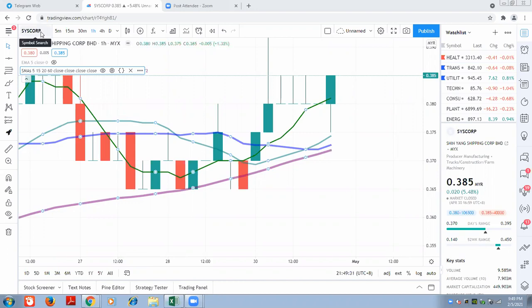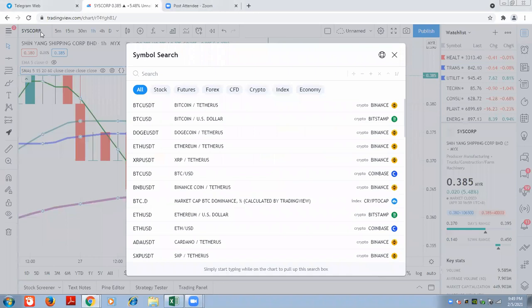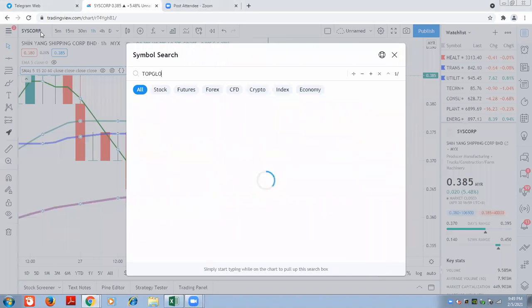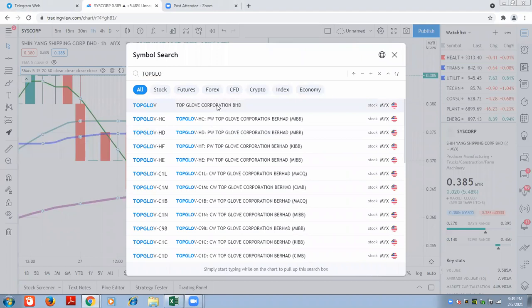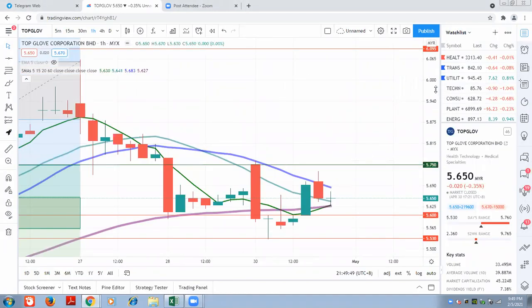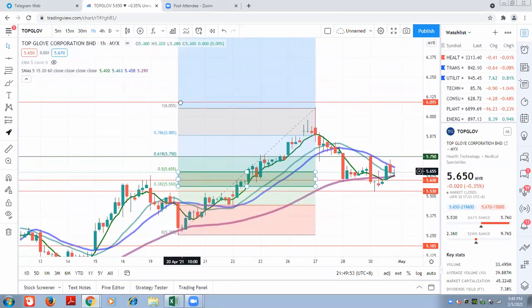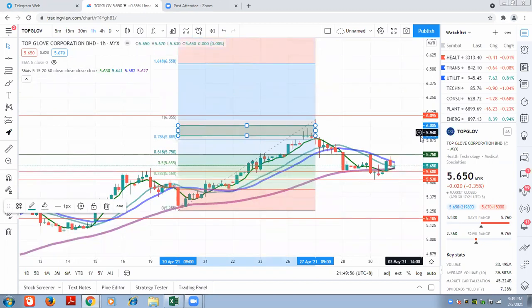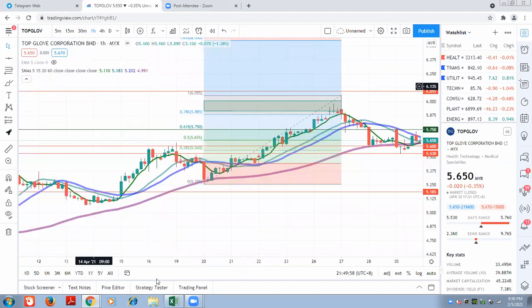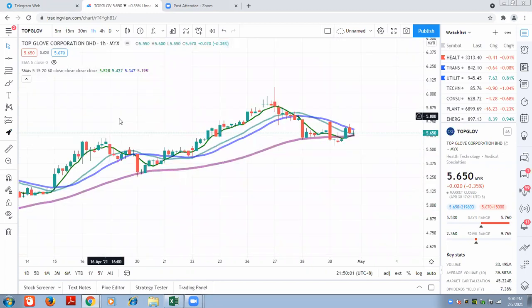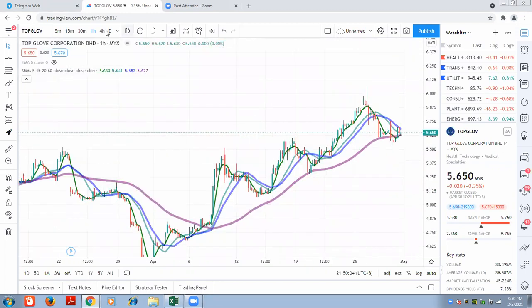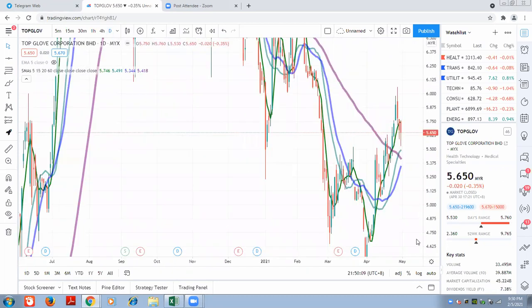Let me go to the top glove. Now you see the top glove. If you want to find the changes of a trend, you go to the day chart. For swing, please go to the day chart.